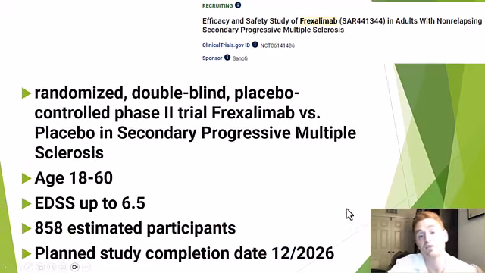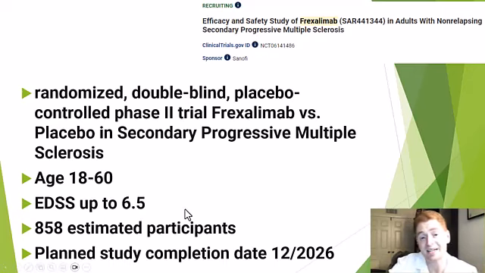There's also a progressive MS trial, a secondary progressive multiple sclerosis trial against placebo, ages 18 to 60, and you can have an expanded disability status scale or level of disability up to 6.5. That means even if you walk with a walker, you still could get into this study, and that's important as we need more data in older people with progressive MS with more significant disability.